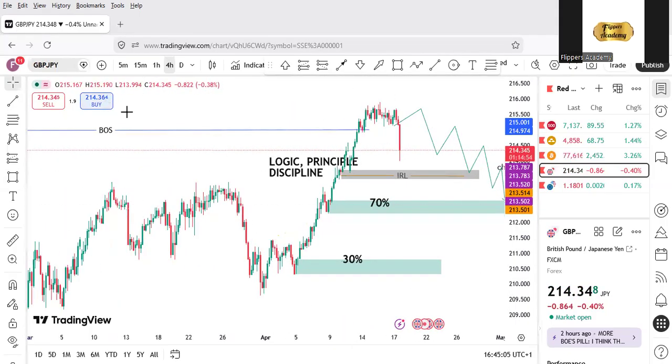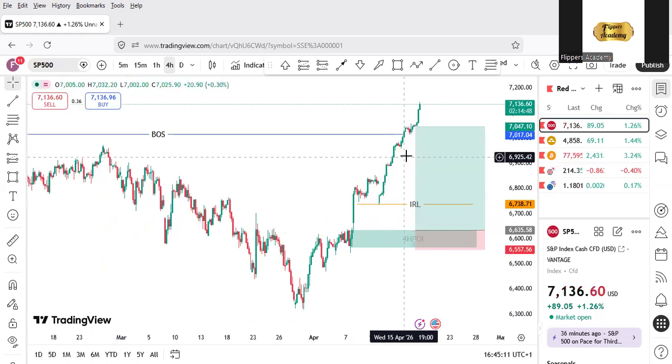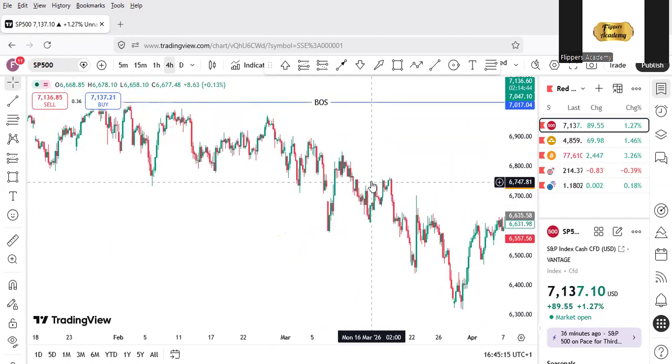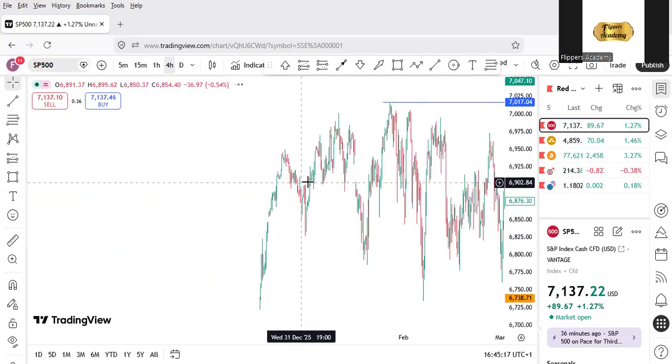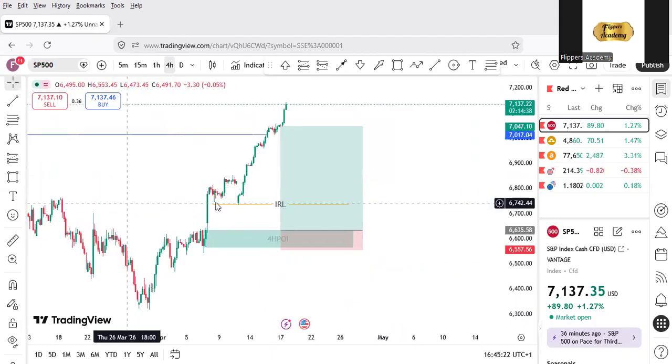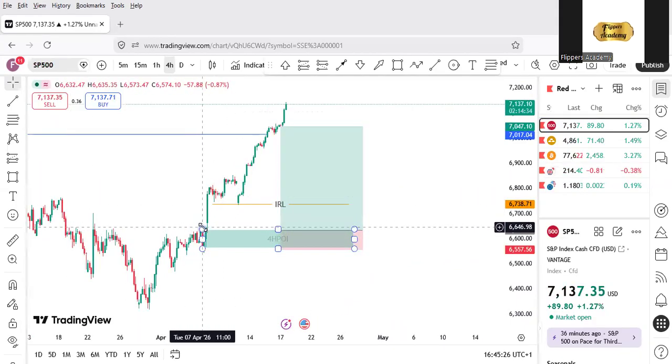So this is GBP, I still have a setup on SP500. I think my SP is almost clear, almost the same. This is my SP500, 4 hours, everything is 4 hours. The 4 hours is very clear. So this is the last big structure of the market. This is the internal liquidity, and this is my order block.